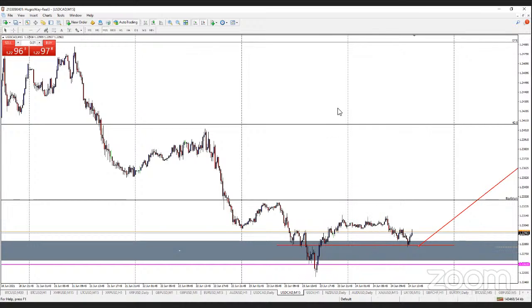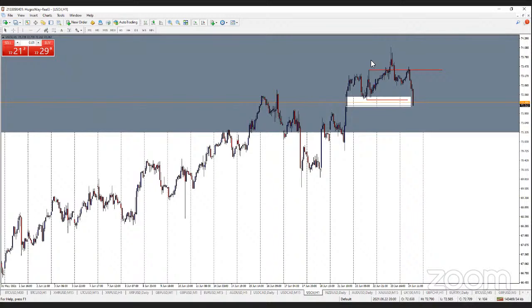Now, US oil, as you can see here, guys, remember what I said about the pair correlation. USD CAD and US oil have an inverse pair correlation. At the moment, you can see right now that US oil is taking a big drop in price.